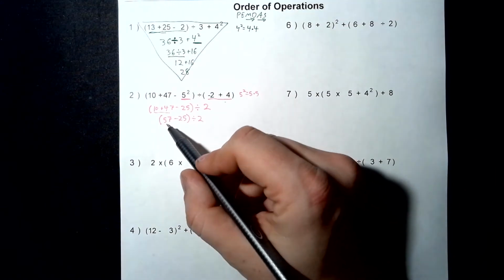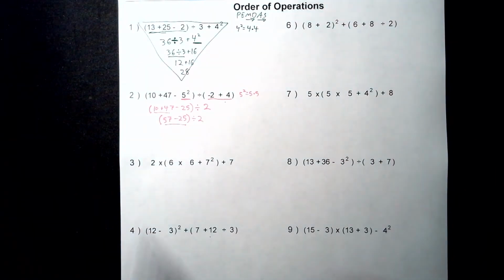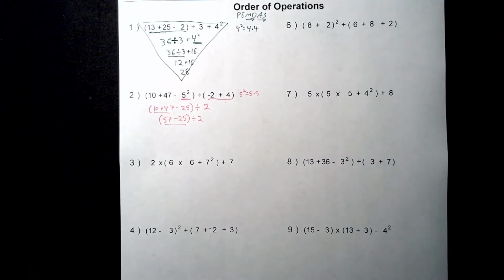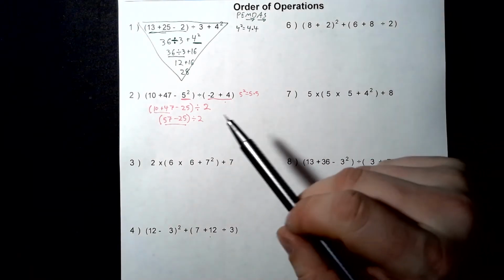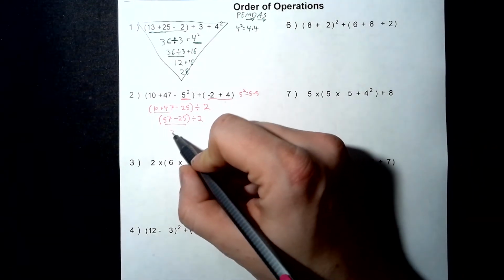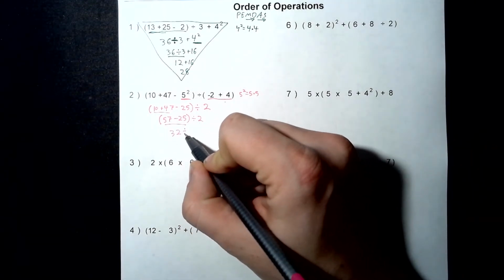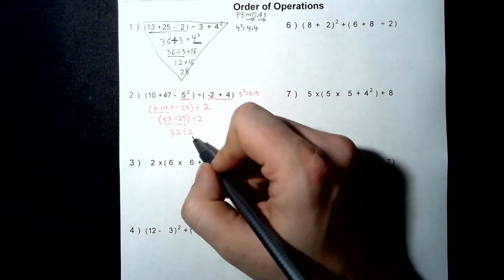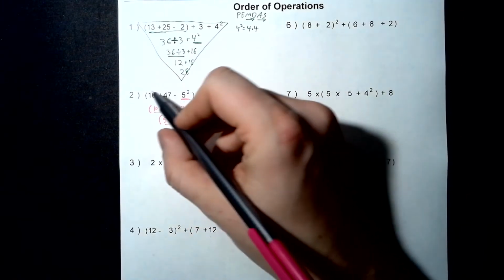From here, we do 57 minus 25 because it is still in parentheses. Once you do that, you should end up with 32 divided by 2, which equals 16.